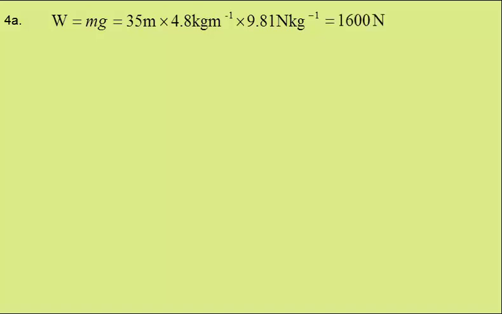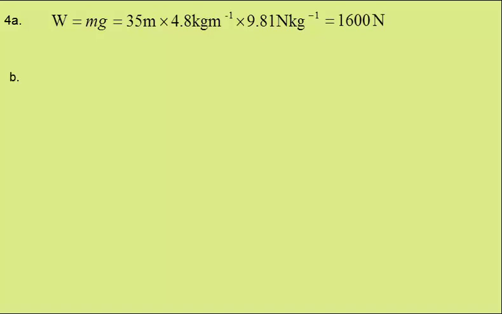In question 4 we have a diagram showing a crane with two identical steel cables, each of length 35 meters. In A we're told the cable has a mass of 4.8 kilograms per meter. Where to find the weight of a 35 meter cable? Well, weight is mass times gravitational field strength. We have 35 meters at 4.8 kilograms per meter times the gravitational field strength, giving a weight of 1600 newtons.